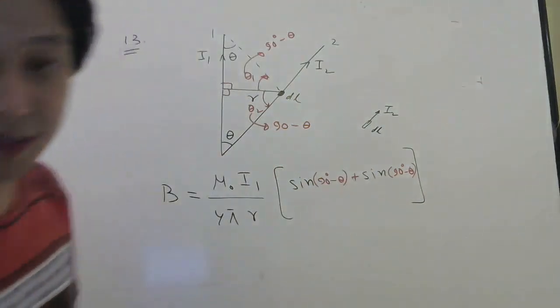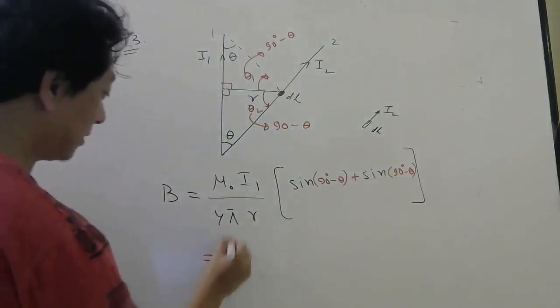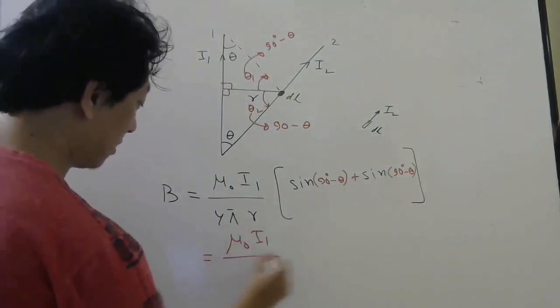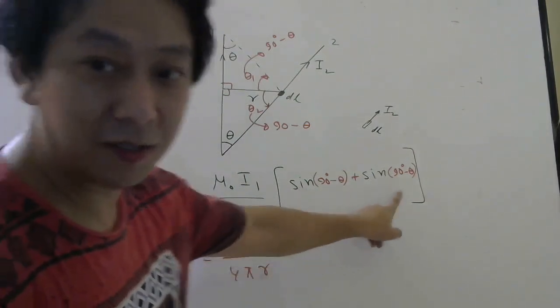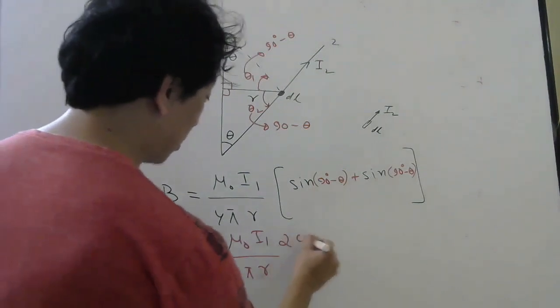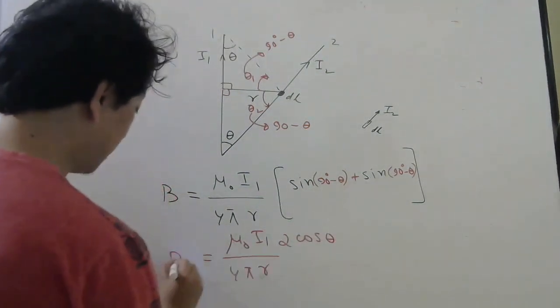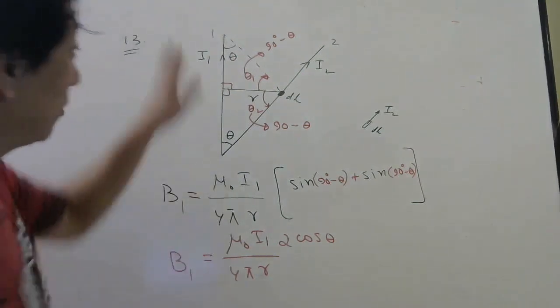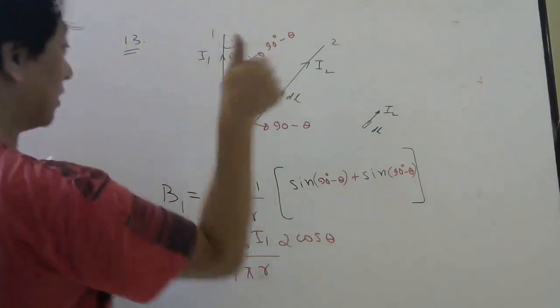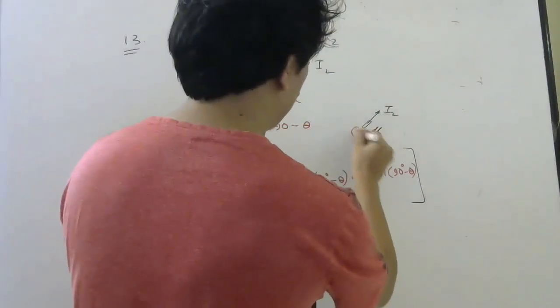Plus. Okay, students. So once you have done that, then it's very easy. Mu naught I1 by 4 pi r, sine of 90 minus theta, cos theta. This is also cos theta. So 2 cos theta. So that is the magnetic field produced by the first wire. Let me call it B1. Now that B1 will be in what direction? Into the board.